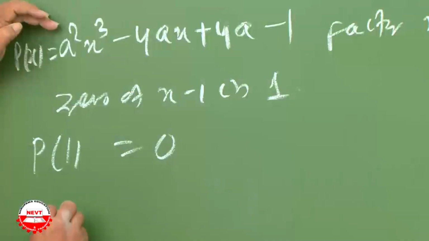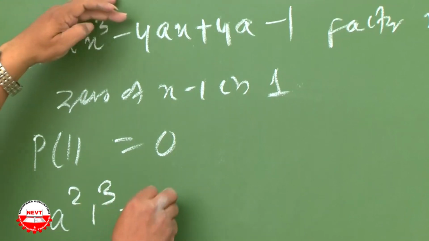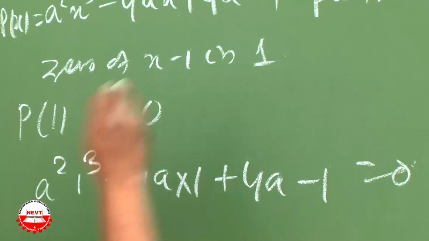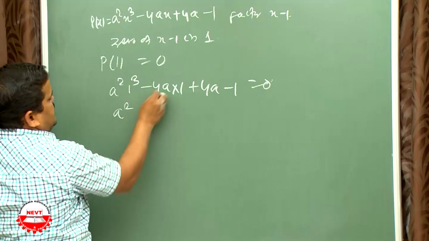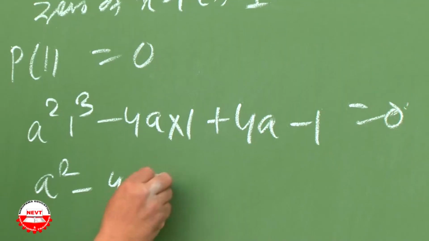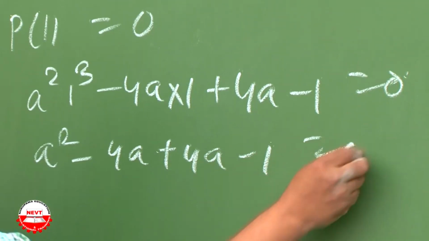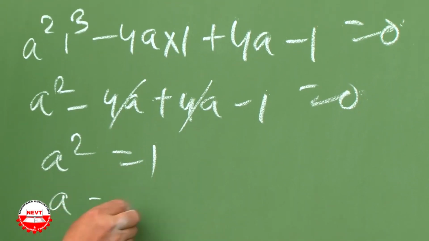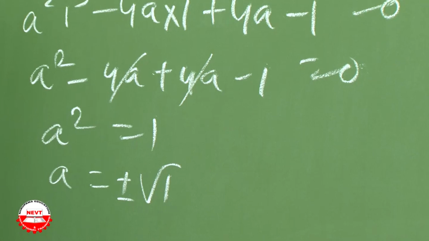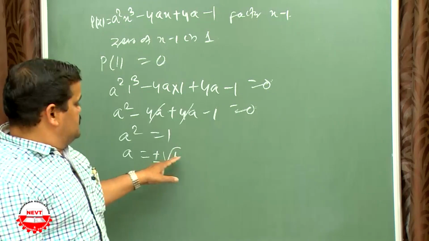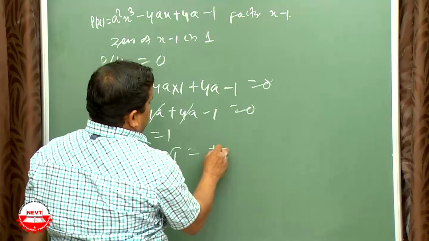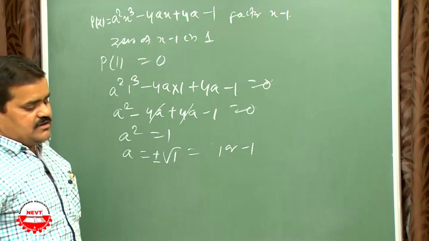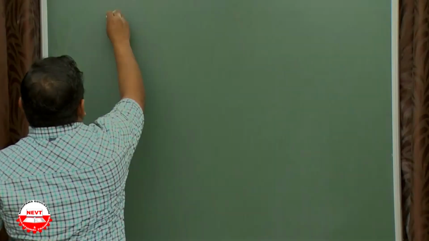What is your p of 1? a square into 1 cube minus 4a into 1 plus 4a minus 1 is equal to 0. That means a square minus 4a plus 4a minus 1 is equal to 0. That means a square is equal to 1, or a is equal to root of 1, that is plus or minus. Actually when you take the root, you have to give plus or minus, that is plus 1 or minus 1. It's okay? Come to the next question.